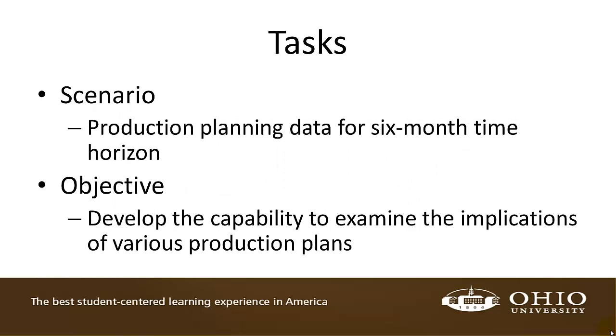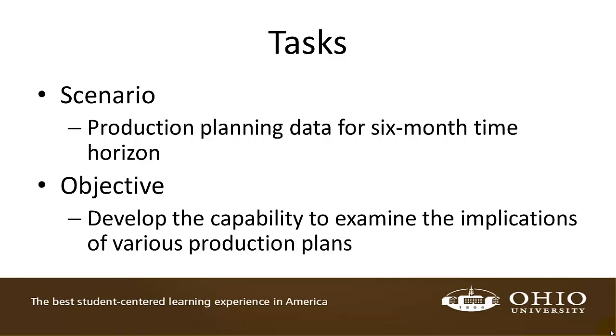In our particular learning activity, what we'll examine is a production plan for a 6-month time horizon. So essentially, we will have a schedule for the amount of products that we actually intend to manufacture over 6 months, the number of hires that we plan to make, and how many layoffs we intend to have over the 6 months.